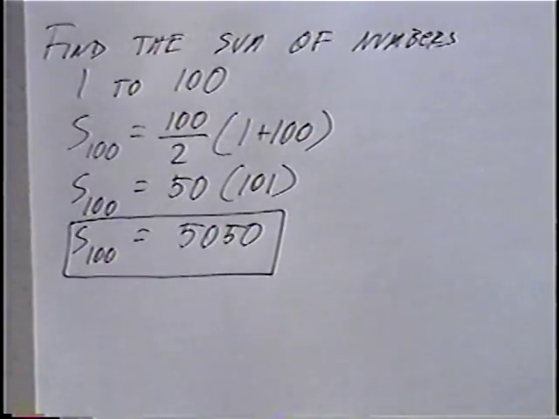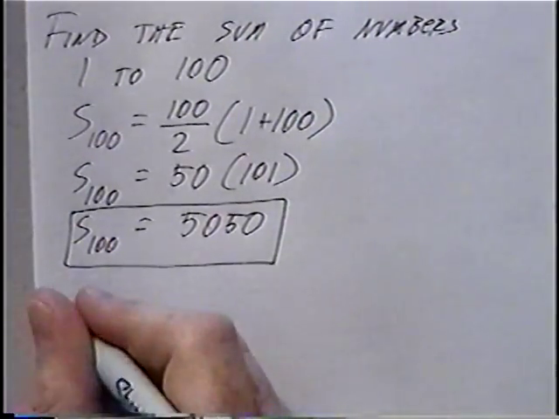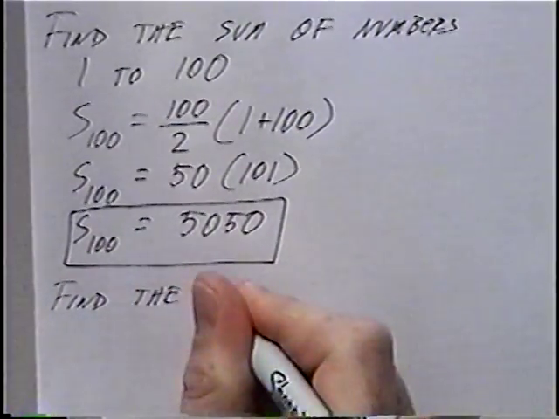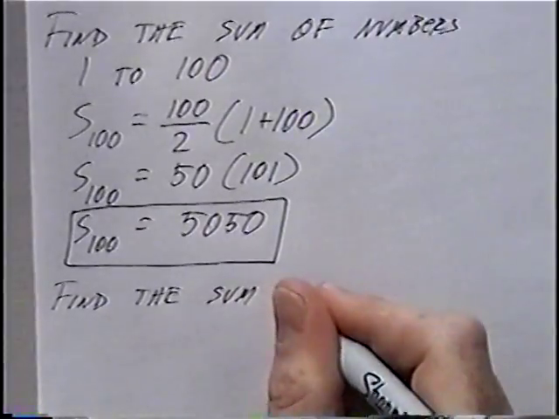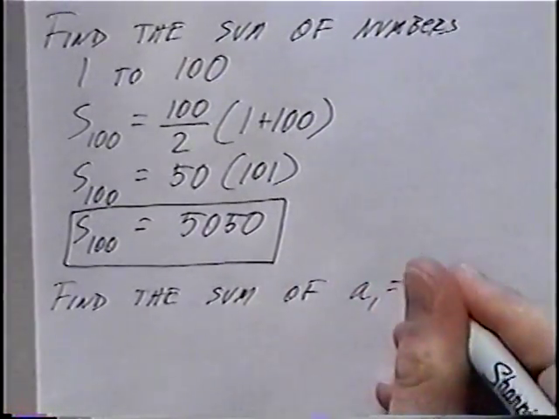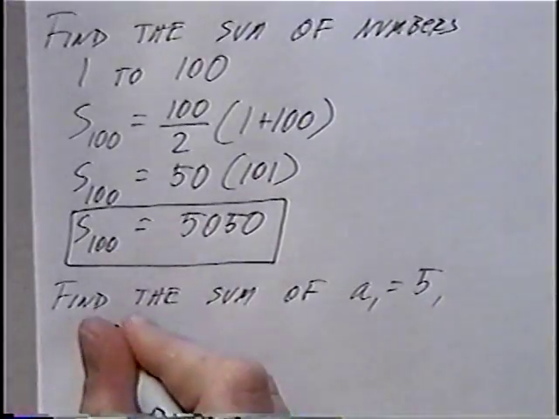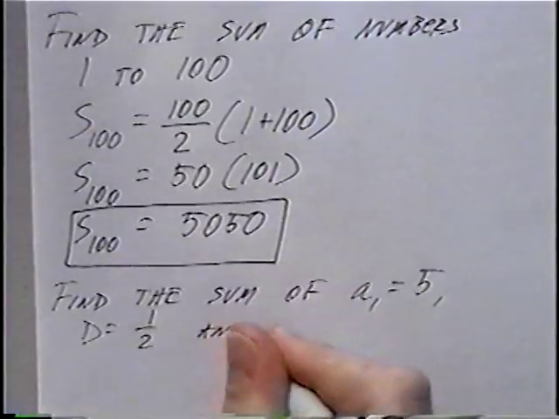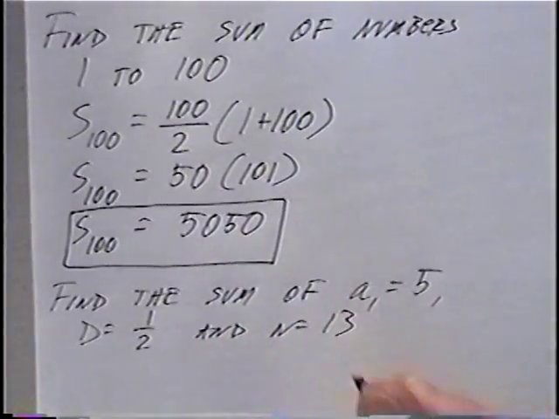Next question and last question for the section. Again, we will find the sum where a sub 1, the first term, is 5, the difference will be 1/2, and the number of terms will be 13.